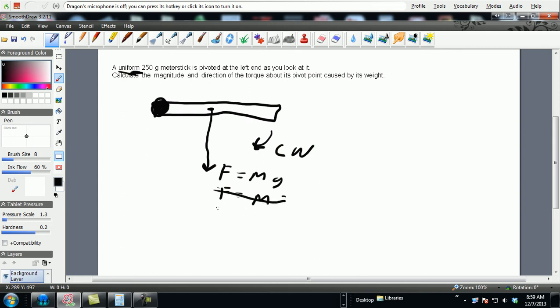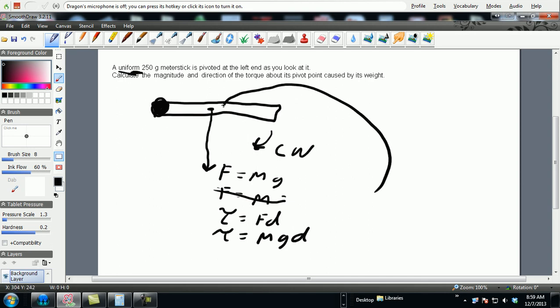Draw a line through that, which tells me my torque is going to be F, my force, times my distance. You know your F is mg. You know your distance is going to be d. But the most important thing you have to remember is that the force acts at the center because it said uniform, which simply means instead of having a 1 meter stick, which it is, you want your distance to act at 0.5 meters. That's the mistake most people make.